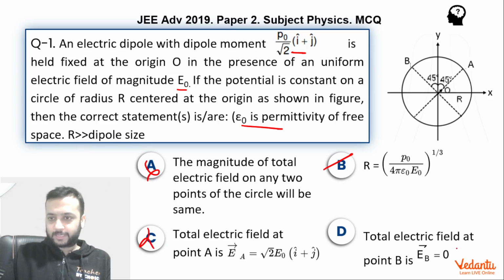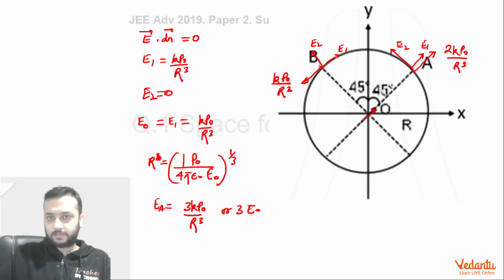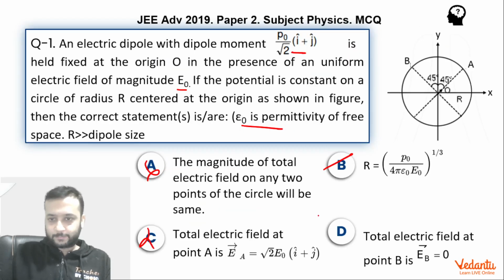Which option is left? Total electric field at point B is 0, which is correct, because we know that E2 was 0 and E1 has cancelled out this component. So we can say that option D is also right. So B and D were the correct answer according to the IIT key.